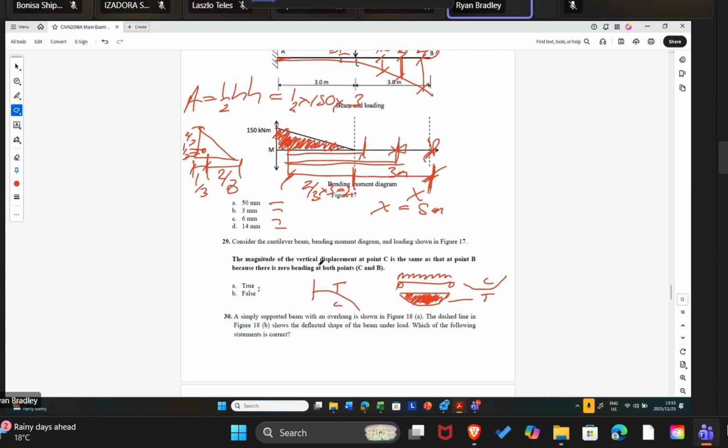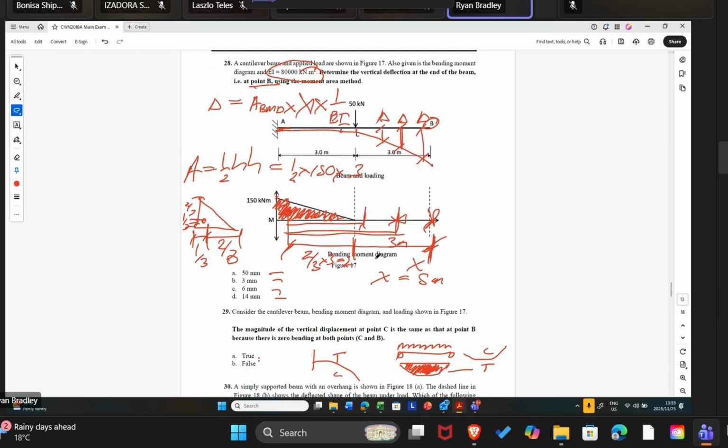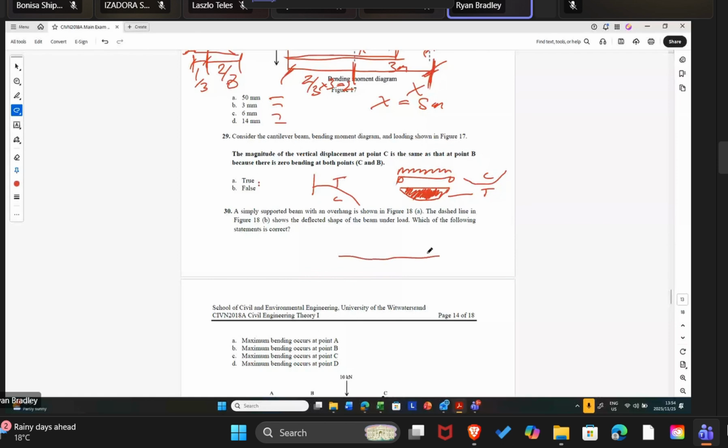The magnitude of the vertical displacement at point C is the same as that at point B because there is zero bending at both points. It is true that there is zero bending moment here and zero bending moment here. But we know from a simple ruler, take your ruler, clamp it in your hand, put the load in the middle, it will displace the maximum amount there. So just by inspection, we know that this displacement here will not be as big as this displacement over here.